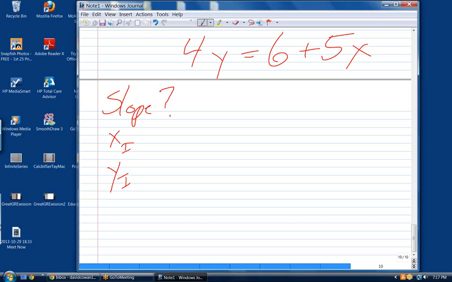Solve for slope. Well, this already looks like it's almost in slope-intercept format, but not really. How would we get it in slope-intercept format? All we need is y equals something. So we just have to isolate y, divide by 4. Okay, so now we've got this.